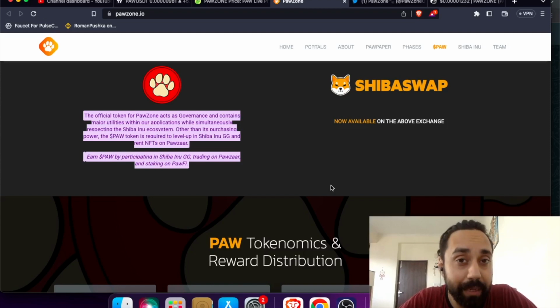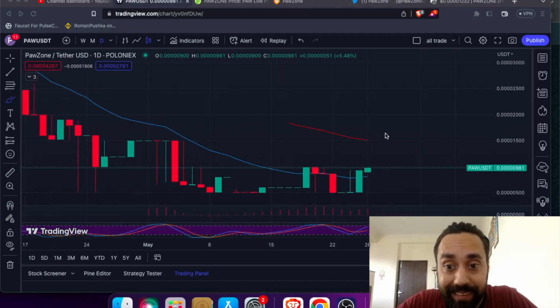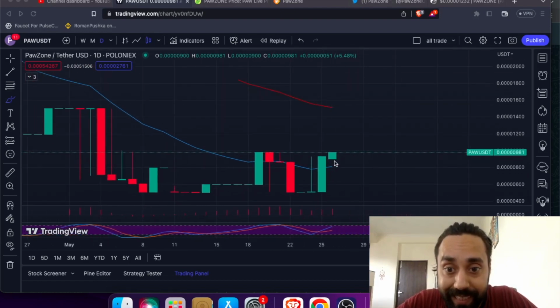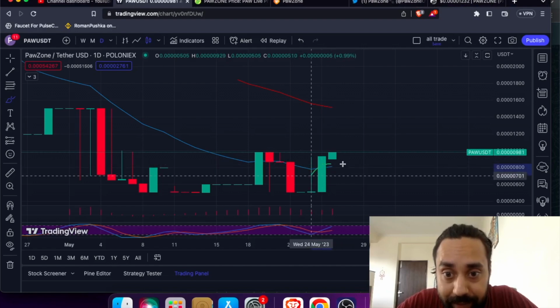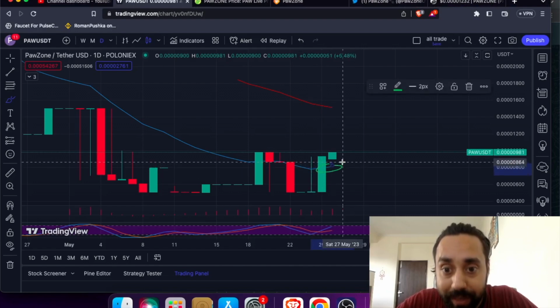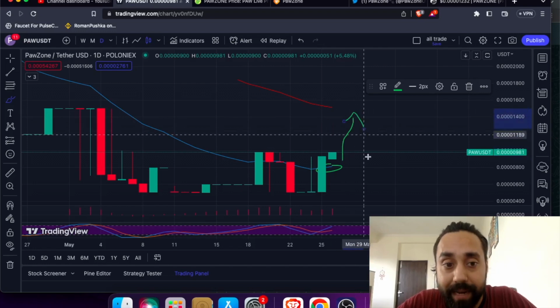There will be a SHIB army waiting to explore this token, and once they find out, they are going to go gaga over it. Guys, just look at the chart. The token is about to pump anytime soon. Just see it here. It has crossed a 20 EMA resistance right over here, and it is almost ready to go up in this direction. So it is going to go up anytime soon.